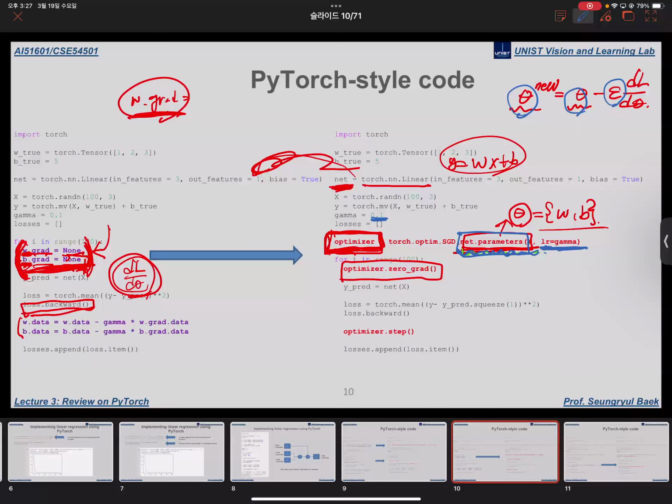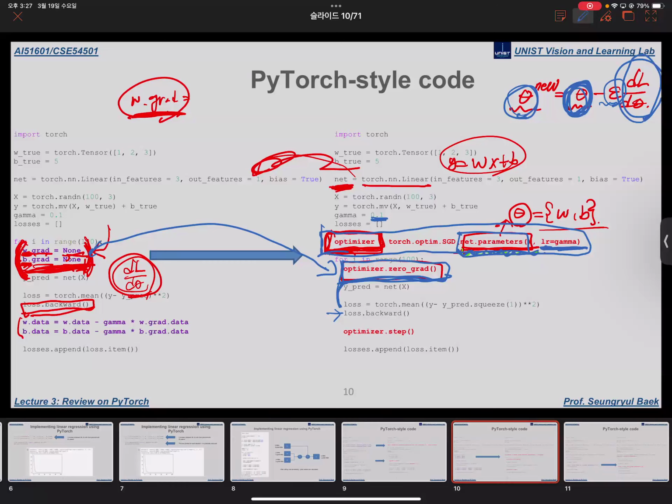And if you already know the parameter list and this gamma, then the thing you need to know further would be this gradient, and that would be coming from this loss.backward, okay? And after defining this optimizer, the thing you have to do is initializing all the parameters' gradient as 0. So that's actually the code, what is happening here.